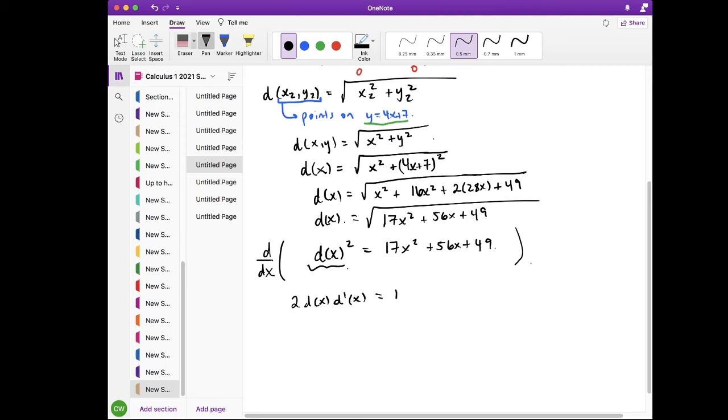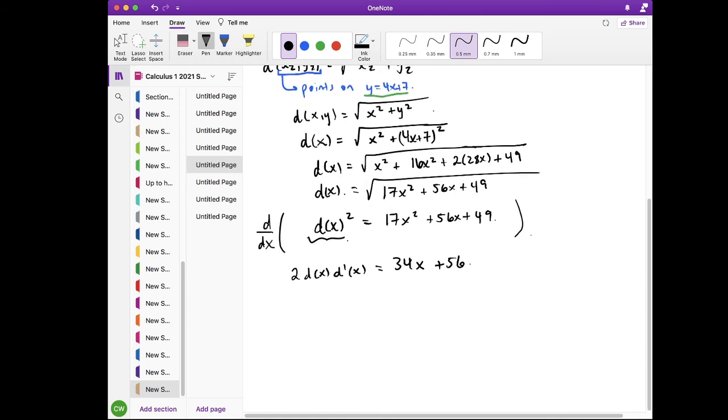So then you just take the derivative of this side. It's 2 times 17, 28. No, it's not. Cannot multiply. 34. Thank you. So what is d prime? This thing that we wanted, right? It's just 34x plus 56 divided by 2 times the square root of 17x squared plus 56x plus 49. So we didn't actually have to deal with the derivative of a radical if we just use implicit differentiation.